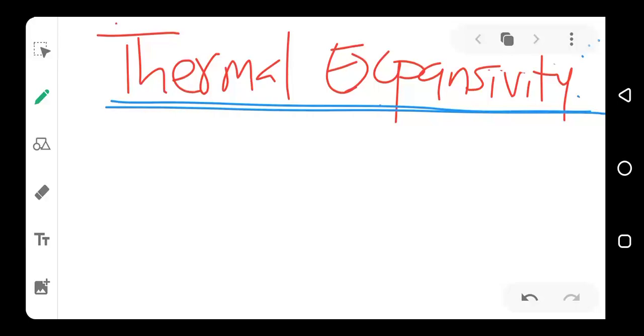Today we have physics and we want to discuss thermal expansivity. Thermal expansivity is talking about how the length, area or volume of an object changes due to change in temperature.